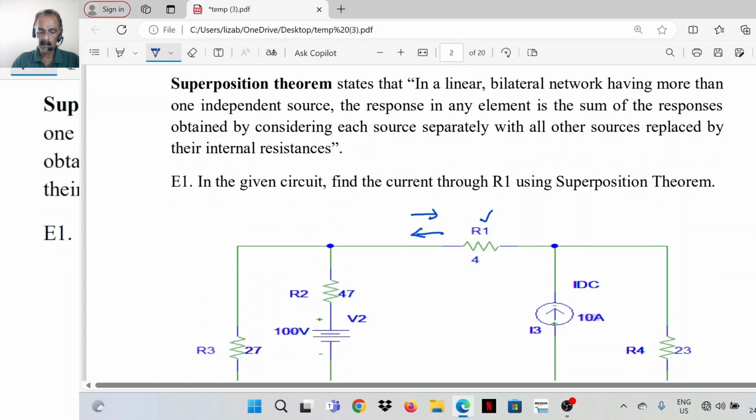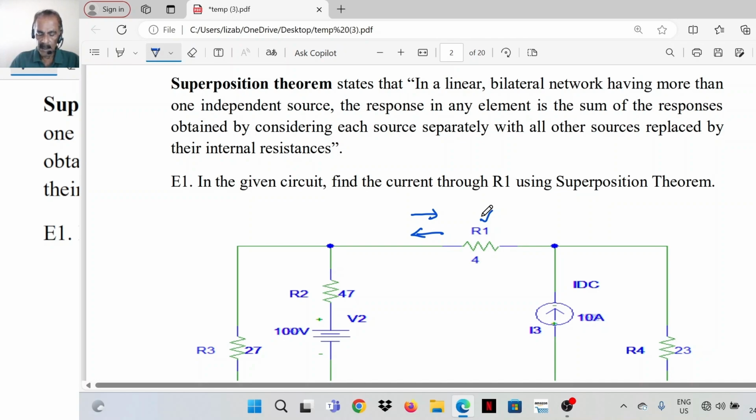Read the theorem once more. In a linear bilateral network having more than one independent source, here there are two independent sources, a 100-volt voltage source, a 10-ampere current source. The response in any element. Now in this case we have considered the response in R1. You can take any element, R1, R2, R3, R4, like that.